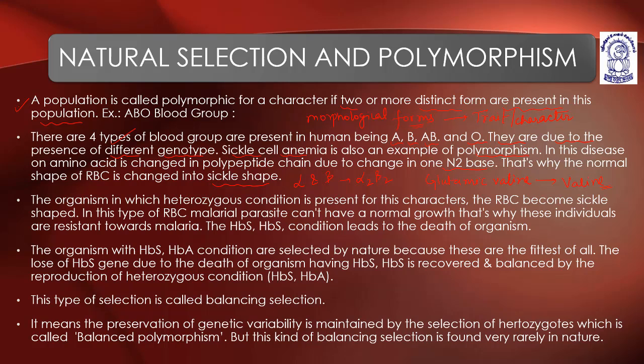So according to natural selection, we studied that heritable variations enabling better survival are enabled to reproduce and form a greater number of progenies. In the organism in which the heterozygous condition is present for this character, the RBC becomes sickle shaped. In this type of RBC, the malarial parasite can't have normal growth. They cannot complete their life cycle. That is why these individuals are resistant towards malaria. That is why I was telling that it is a survival advantage, that they might get resistant towards the malarial parasite.